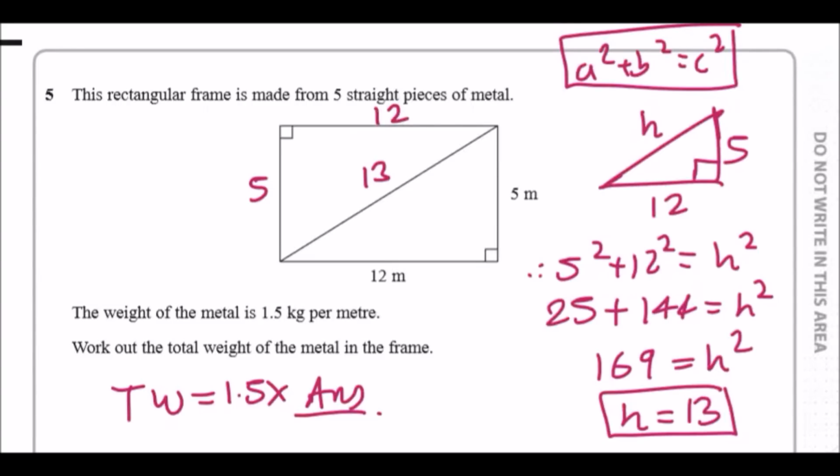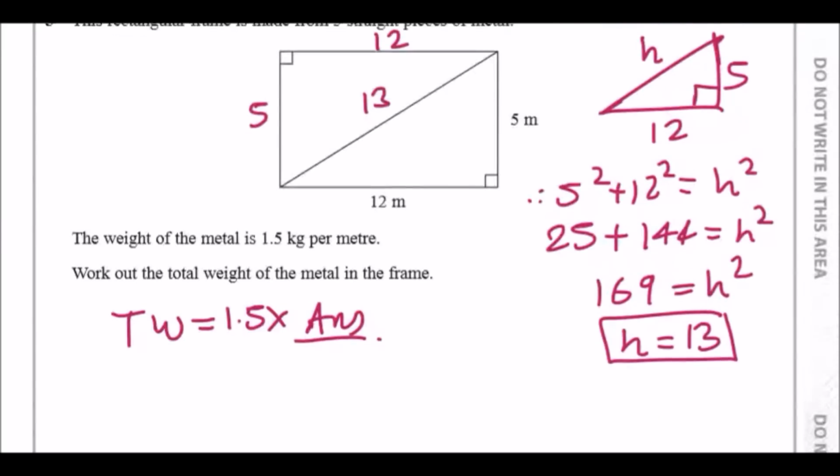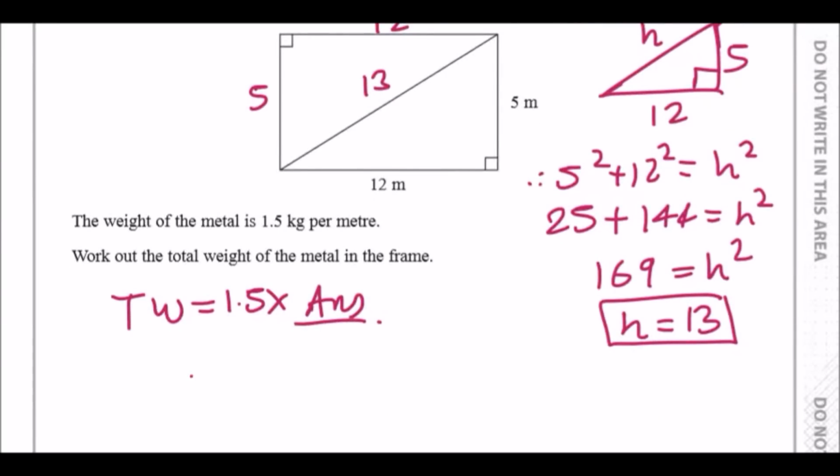And alas, now we just add everything up. So 5 plus 5 is 10. 12 and 12 is 24. Plus 13. We should be quick at maths. So 10, 24, and 13. This gives 34, 47. So the answer would be, total weight would be 1.5 times 47.